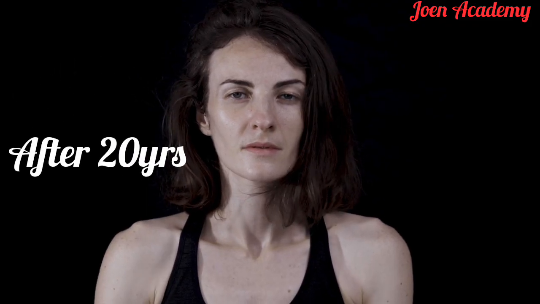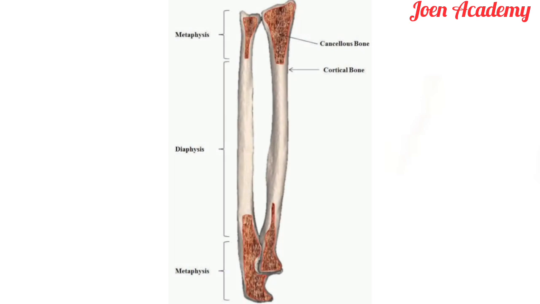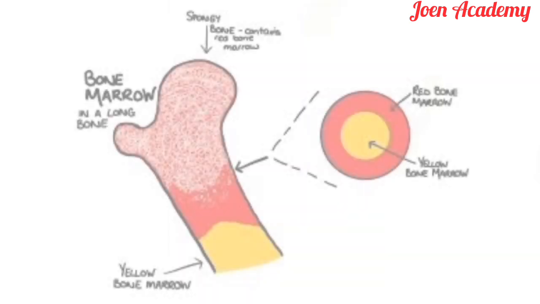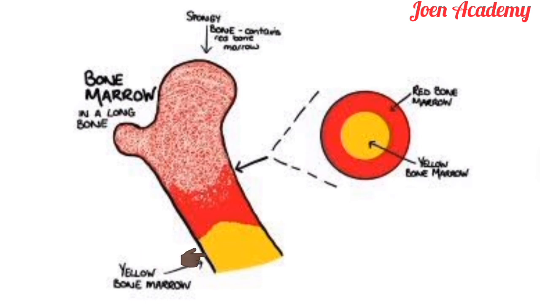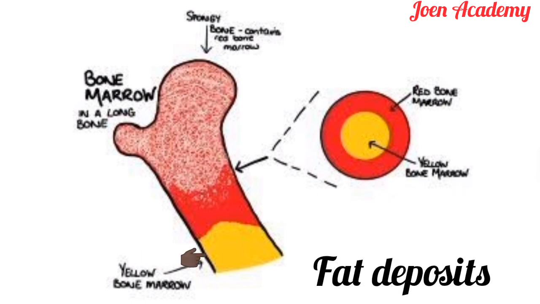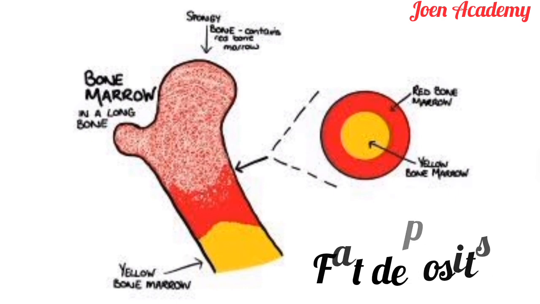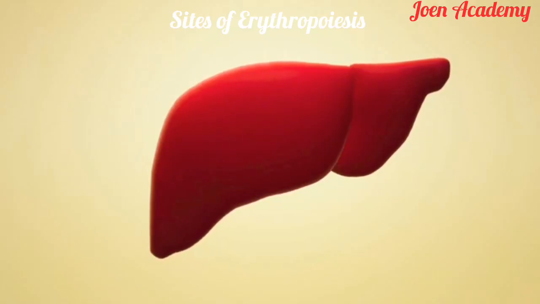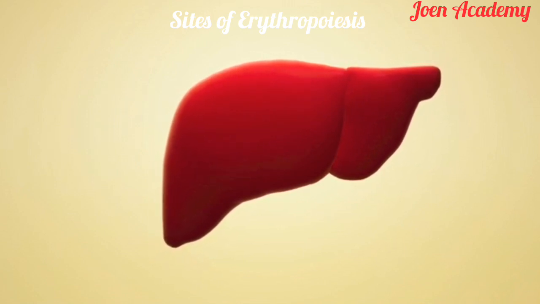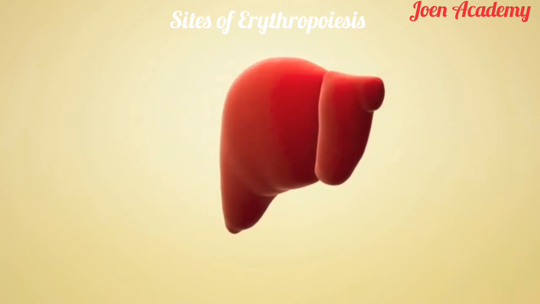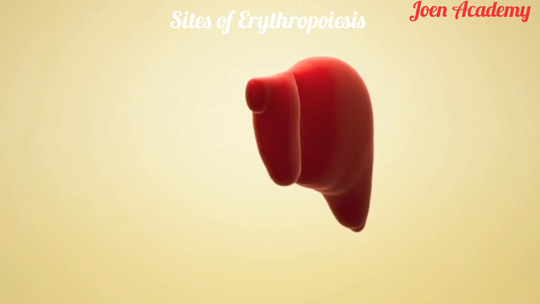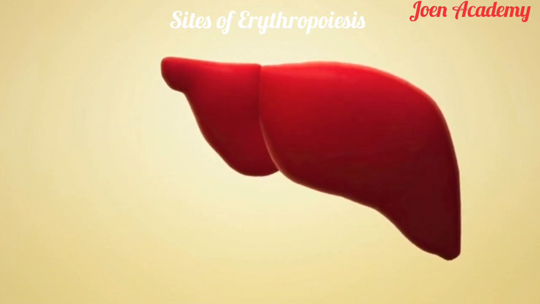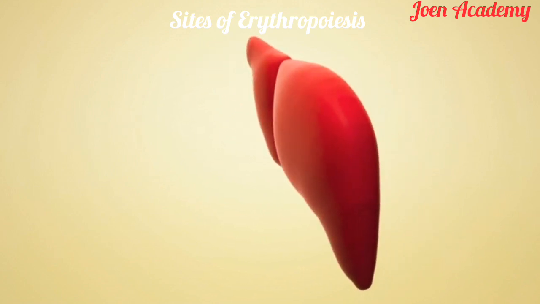After 20 years of age, the shaft of the long bones loses the erythropoietic function. And the reason for this is simply because the shaft of the long bones becomes yellow bone marrow as a result of fat deposition. In a situation whereby the bone marrow is destroyed or fibrosed, the liver and the spleen may then produce the red blood cells. Collectively, bone marrow is almost equal to liver in size and weight. Also, the bone marrow is as active as the liver.